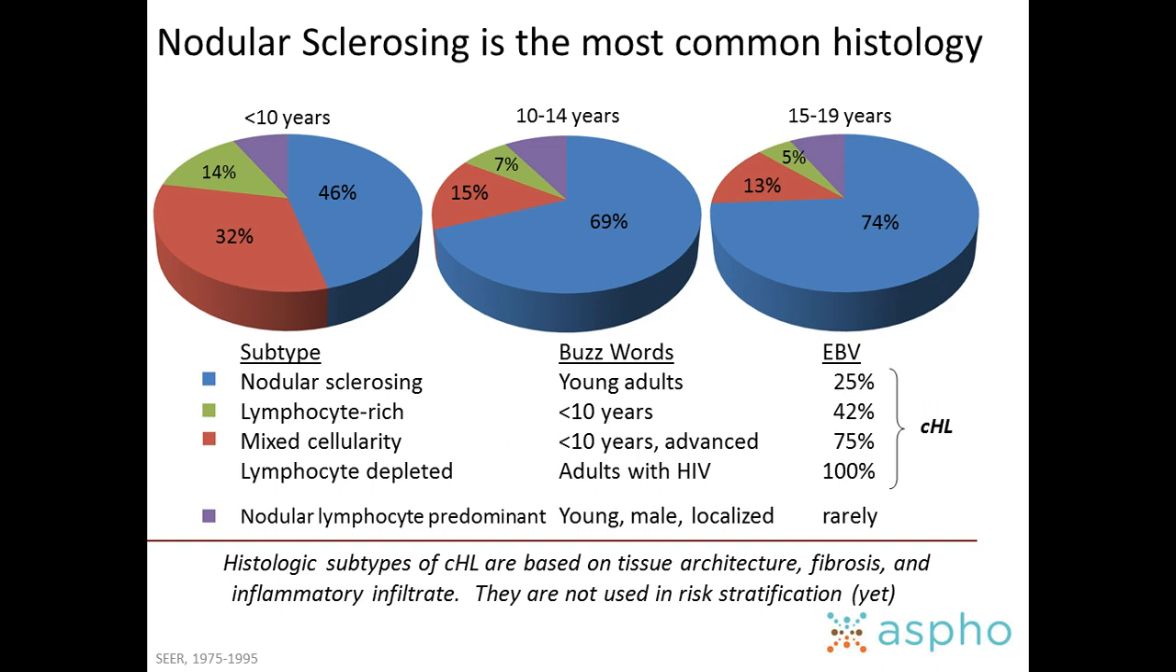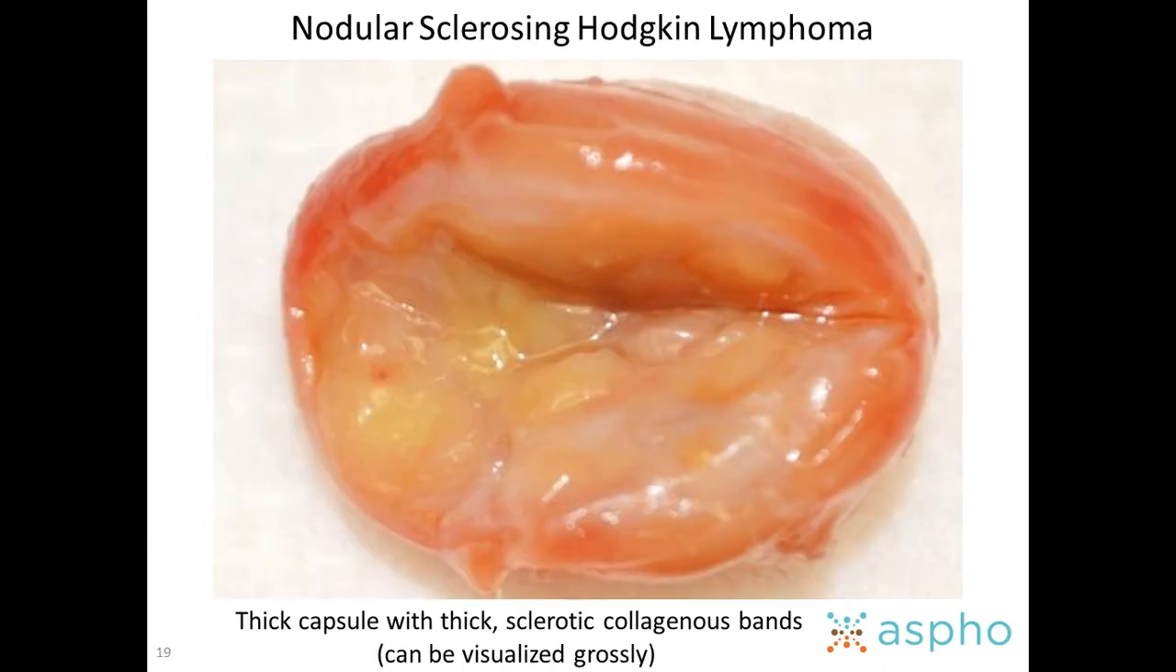But as you can also see in this slide, EBV is associated with different histologies to different degrees, but almost never in nodular lymphocyte predominant. Again, the histologic subtypes of the classic Hodgkin lymphoma are based on the architecture, fibrosis, and the inflammatory infiltrate. However, the different histologies are not used in risk stratification, so the test may very well just say classic Hodgkin lymphoma. This is nodular sclerosing.